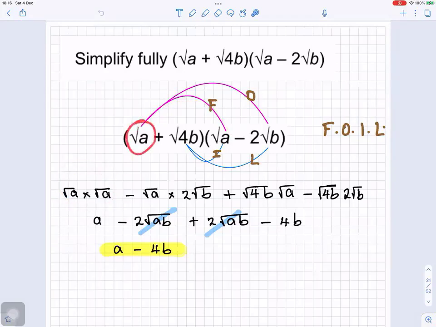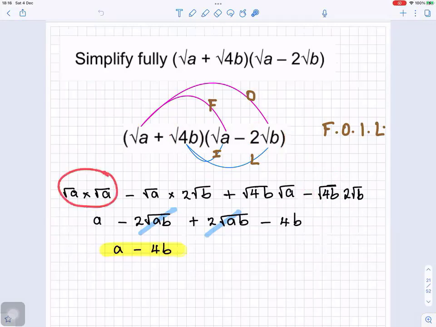Outer, square root of a times minus square root of 2b. So you write it as square root of a times square root of 2 square root of b. And don't forget the minus. Inner, square root of 4b times square root of a. You write it like that. And last, square root of 4b times square root of 2b, and don't forget the minus.